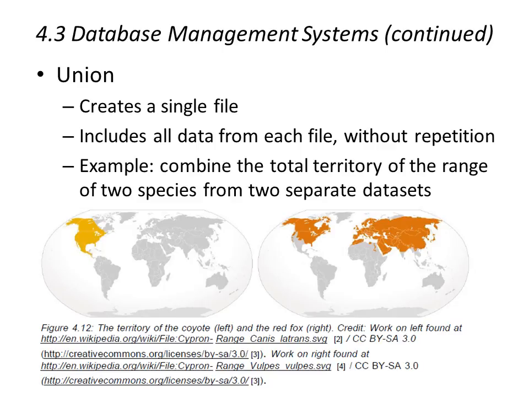On the left you have a map of the territory of the coyote, and on the right the red fox, and then you could put the two together in a single data set that would make a map that would show various factors. You might want to show overlapping territories, you might want to show total territory covered by each species.